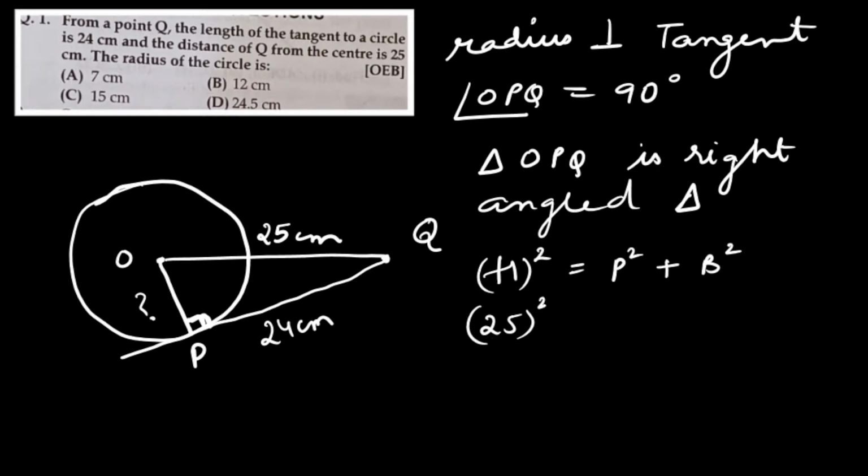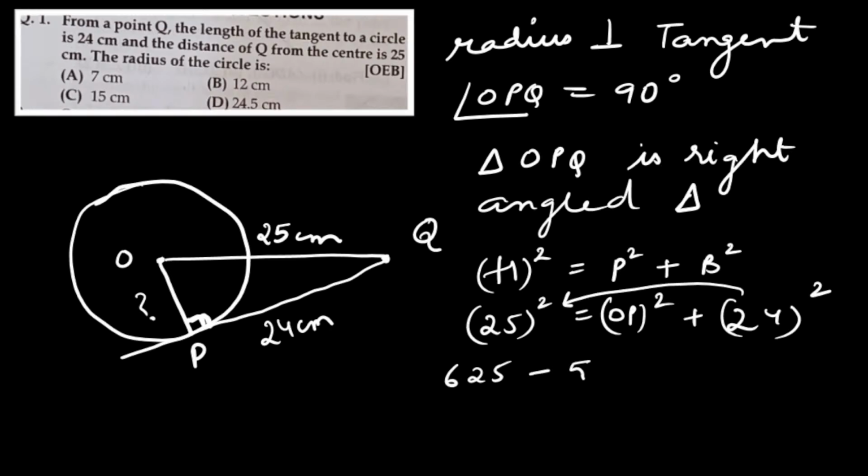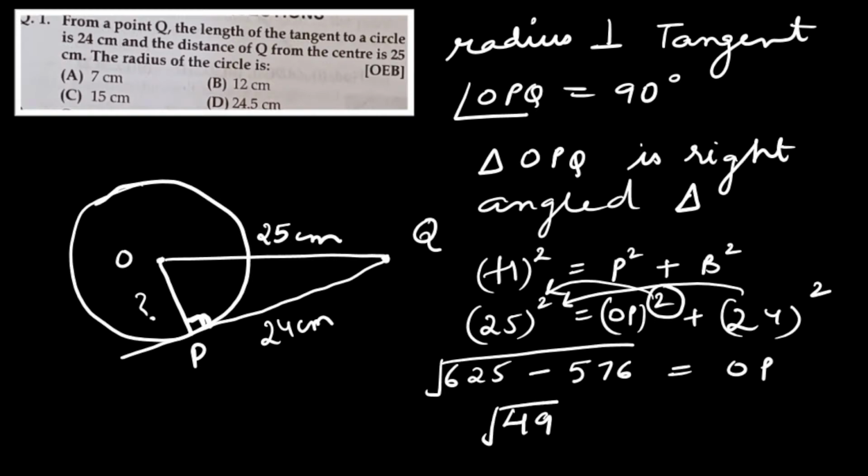So 25 square is equal to perpendicular, meaning radius OP, square plus base square. Base is 24. Square of 25 is 625. This 24 square I'll shift to this side; square of 24 is 576. So OP square is equal to 49, and the square root of 49 is 7 centimeters. So OP is equal to 7 centimeters. So the answer is 7 centimeters, option A.